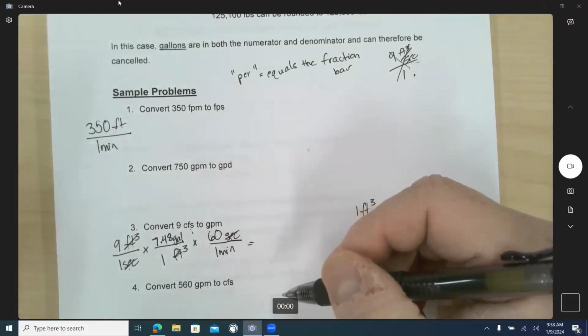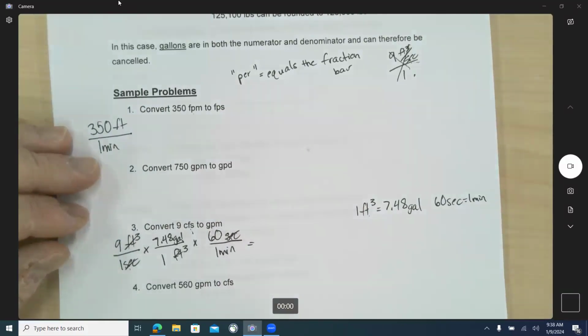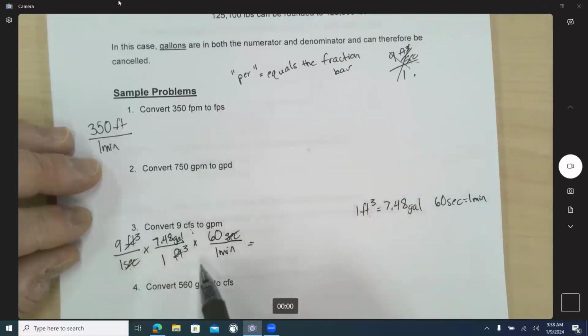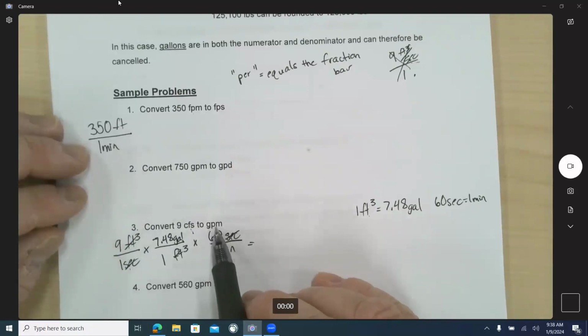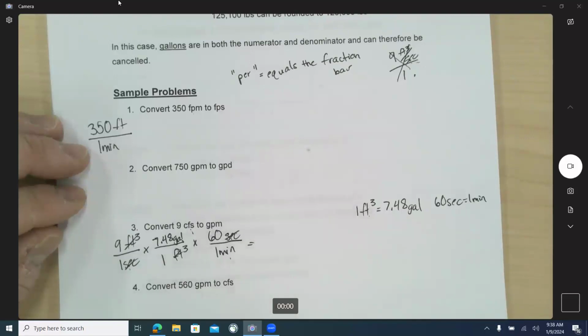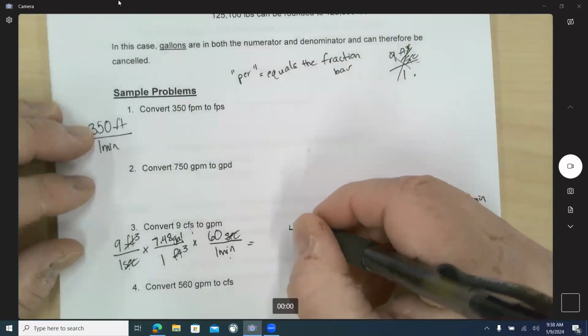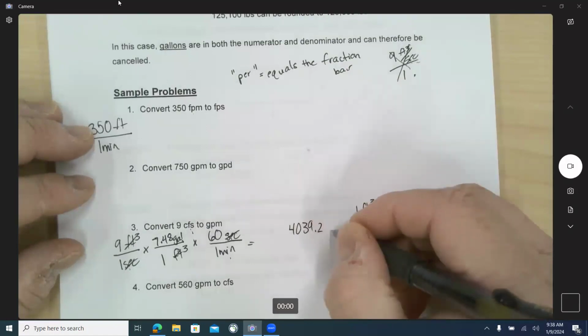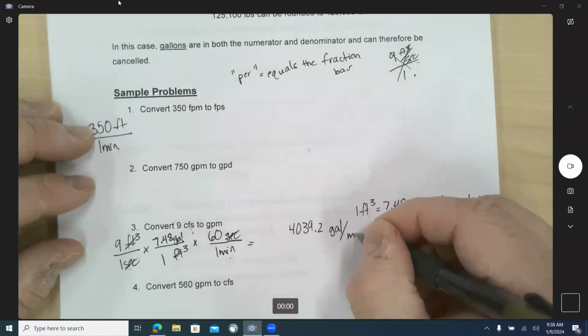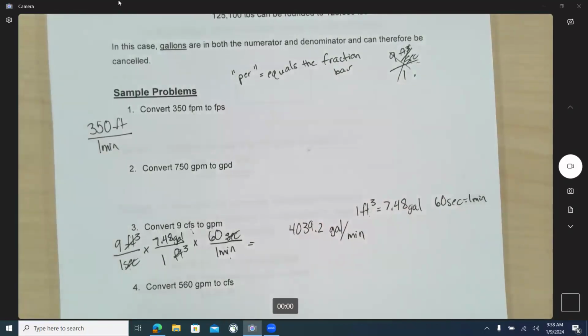Oh man, can't remember what this one is off the top of my head. 4039.2. All right. So now that I got this, look, I got gallons per minute. My seconds canceled. My cubic feet canceled. Gallons per minute is what I want my answer to be. So I'm there, gallons per minute. So now you just multiply everything across the top. So this is going to be 4,039.2 gallons per minute. So I converted cubic feet per second to gallons per minute.